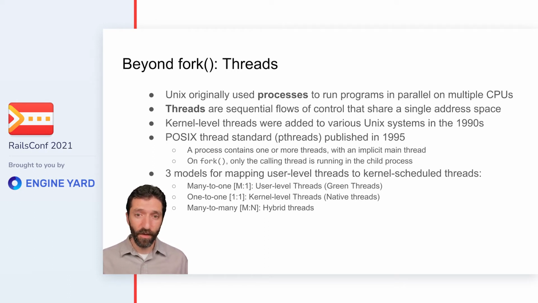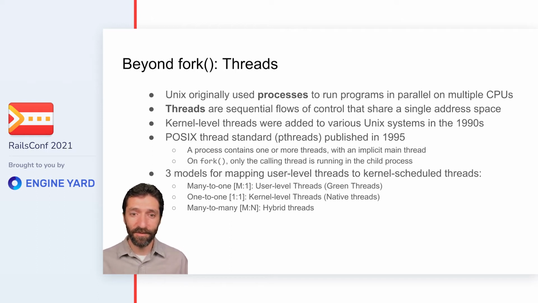In general, there are three models for mapping user-level threads, or the threads that are presented to user programs through an API like pthreads, mapping those to kernel-scheduled threads that are running under the hood. The first model is many-to-one, or straight user-level threads. These all run on a single OS thread, and all of the context switching between threads is handled by the program itself. These can be really fast since there's no overhead of entering and exiting the kernel for a system call, but they can't run in parallel on multiple CPUs.